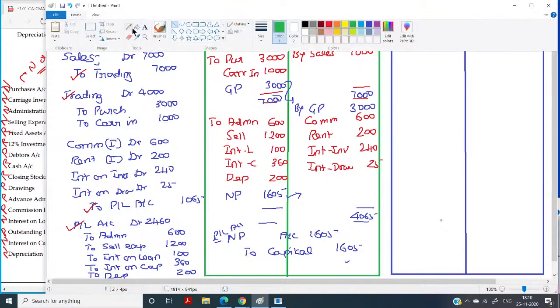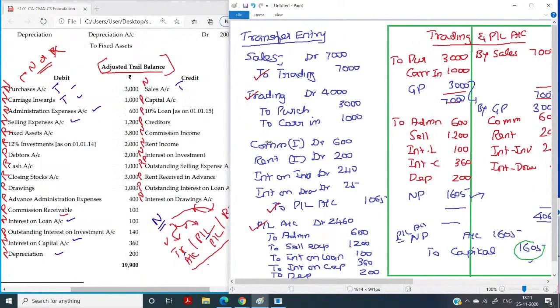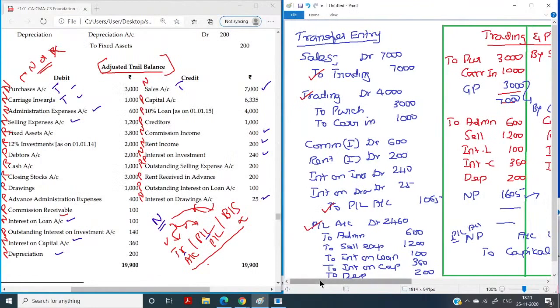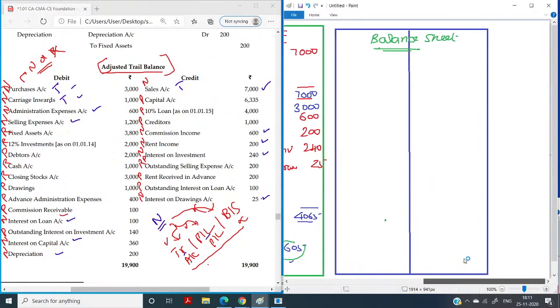Balance sheet. I need nothing anymore. Only this 1,605 is going to be added to the capital. Only this adjustment entry is going to be incorporated. I'll keep all the pages available for your further reference. No need to worry.